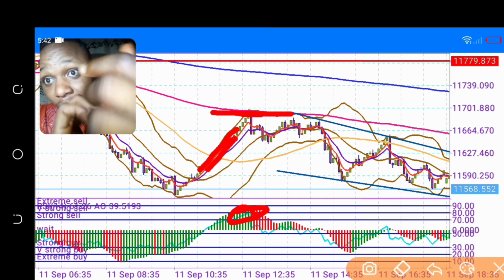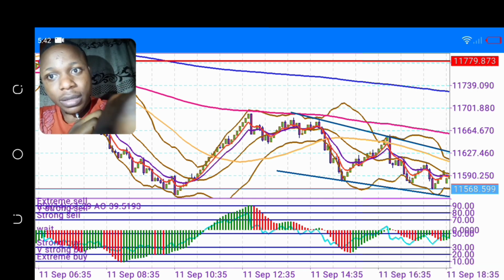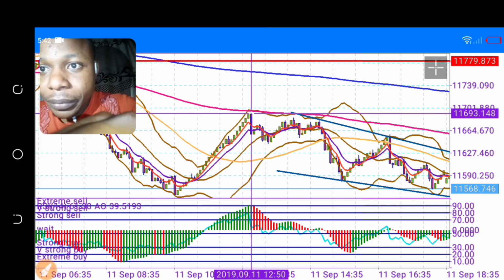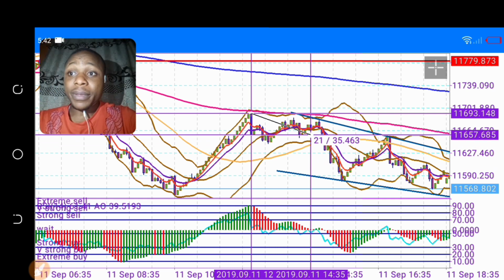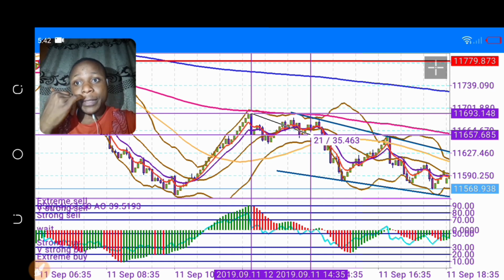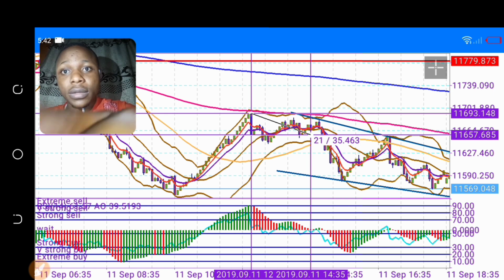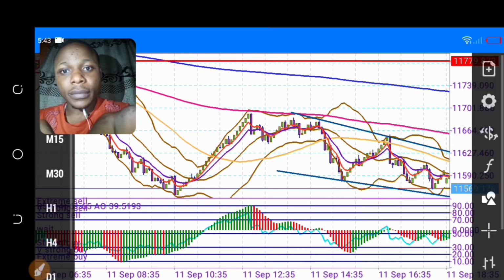And that spike gave you, let's see, 35 pips. Wow, 35.463 pips. Now some people don't know how to use this cursor to calculate pips. Let me quickly show you that. Click on the cursor.